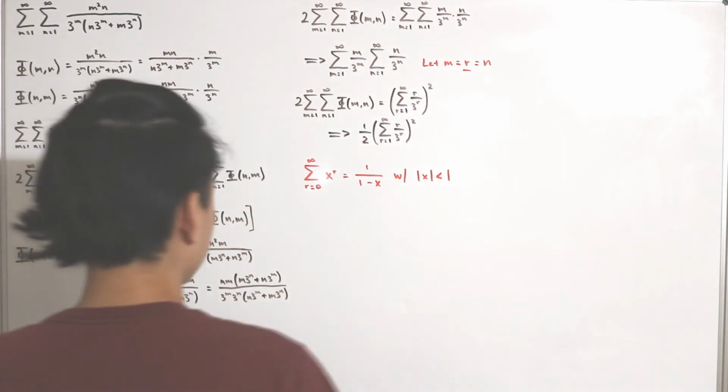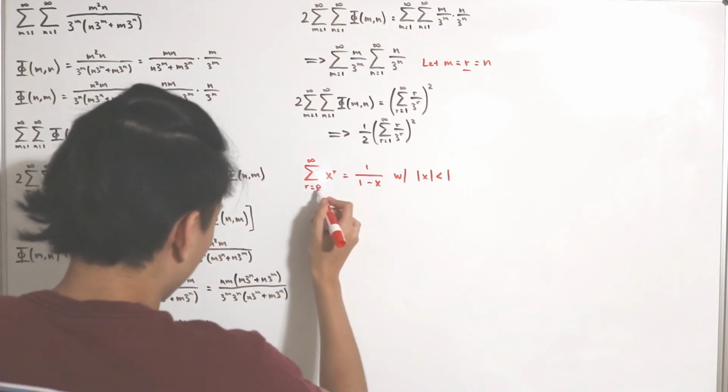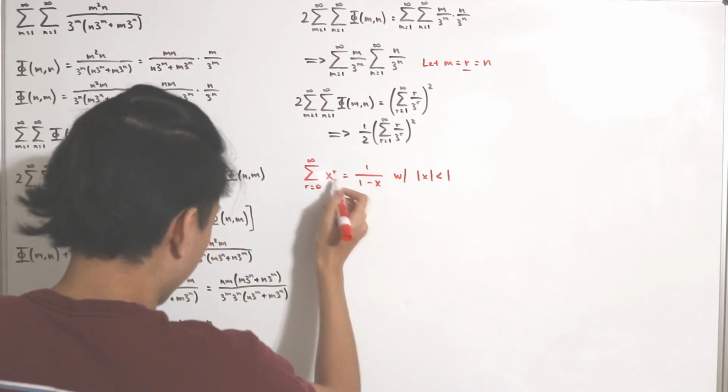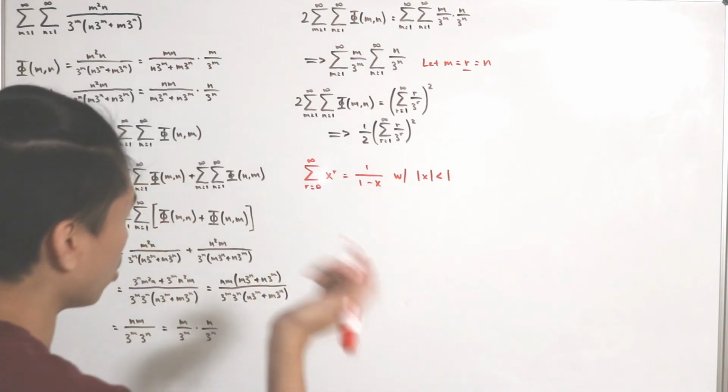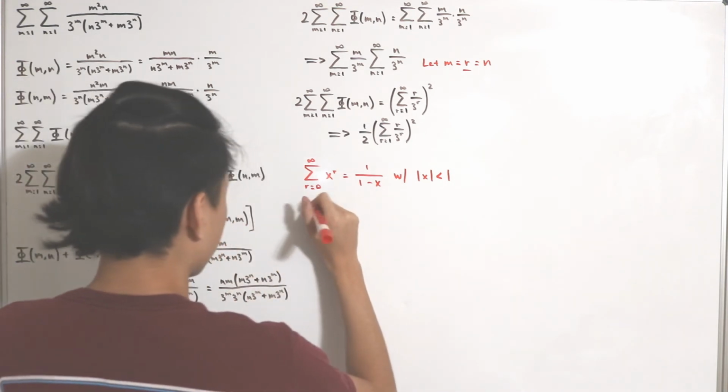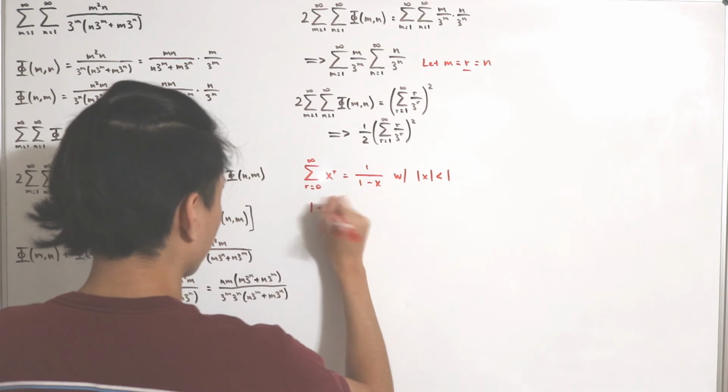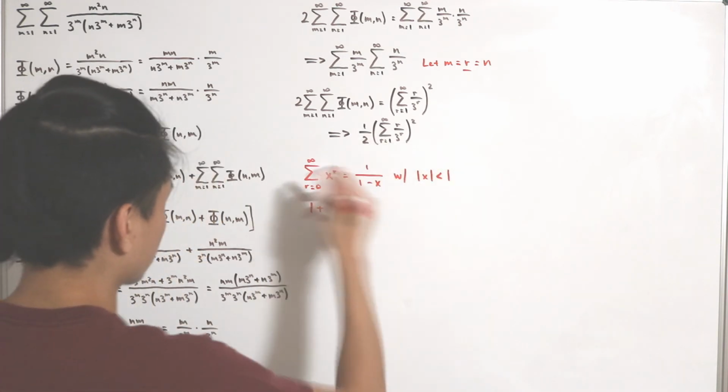So let's manipulate things a bit. So if we let r equal 0, so that means x to the 0 is just equal to 1. Okay, so we'll just let 1 and then plus, and then we can actually fix our index again.